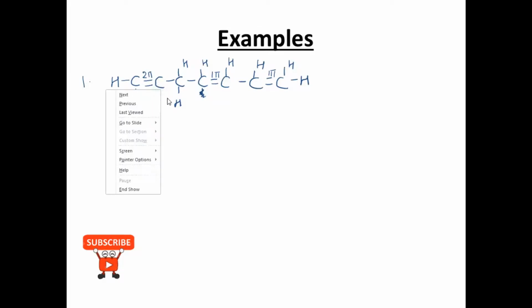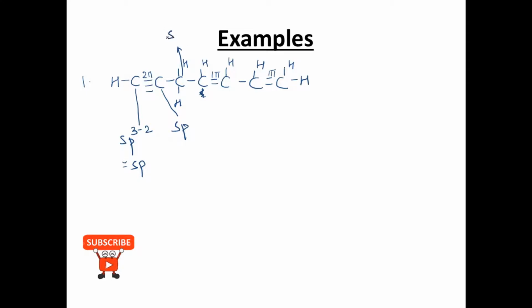Similarly, this carbon also has 2 pi bonds. So this will also be sp hybridized. Now check this carbon. This carbon is sp3 minus the number of pi bonds. Pi bonds are 0. So 3 minus 0 is sp3 hybridized. This carbon has 1 pi bond. So if I find the hybridization, it's sp3 minus 1, which comes out to be sp2 hybridized.